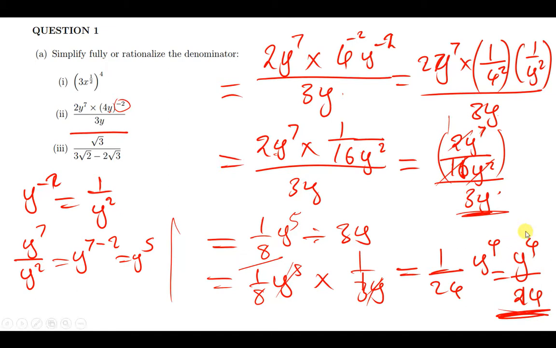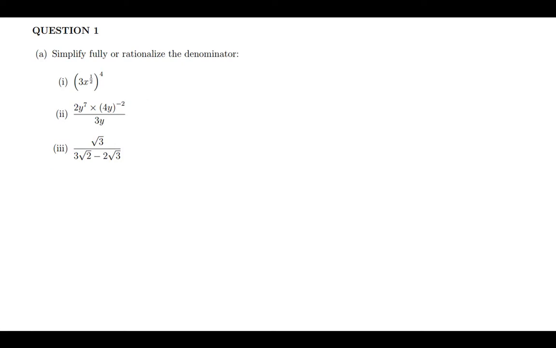Alright, so let's quickly move on to the next question. The next one is asking us to rationalize. So how do we do the rationalization? It's simple and straightforward. We have the square root of 3, then everything divided by 3 root 2 minus 2 root 3.